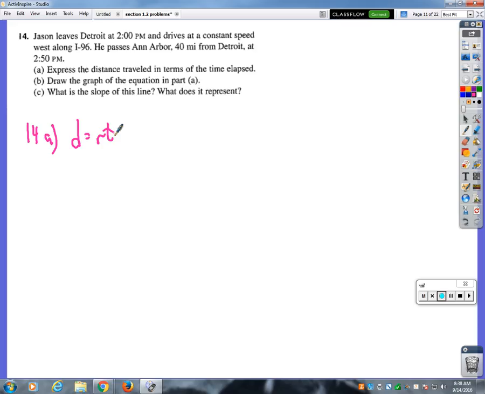So what is his rate? It's the speed he's going. Yeah, and in this case he went 40 miles in 50 minutes. So that's 5/6 of an hour. If you flip that over and multiply, you get 48 miles an hour. So his distance is equal to 48t.